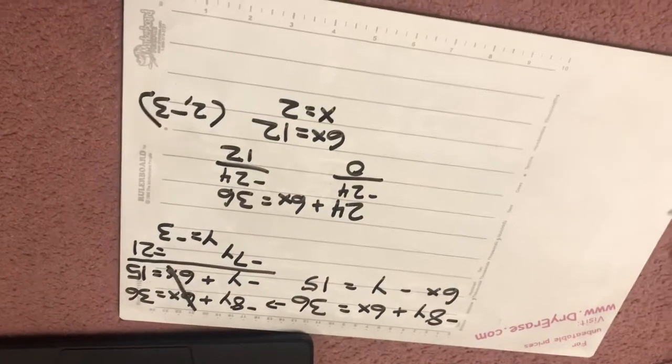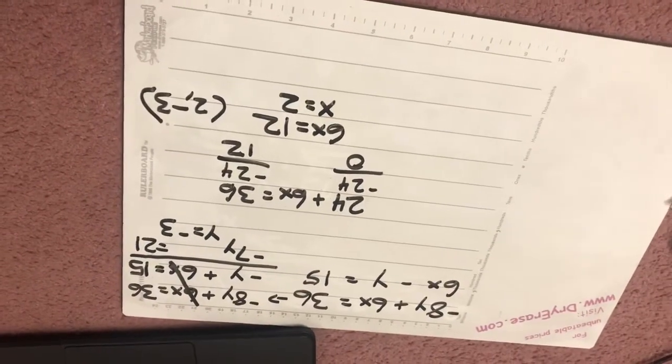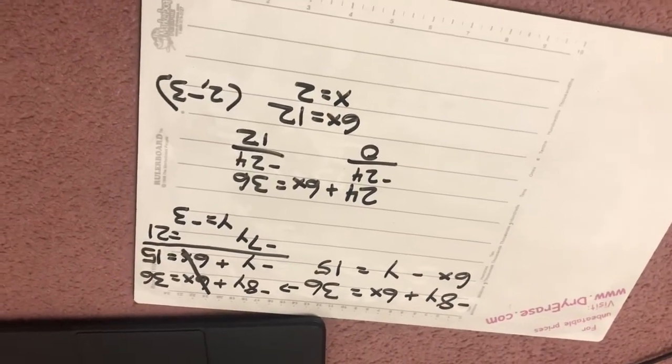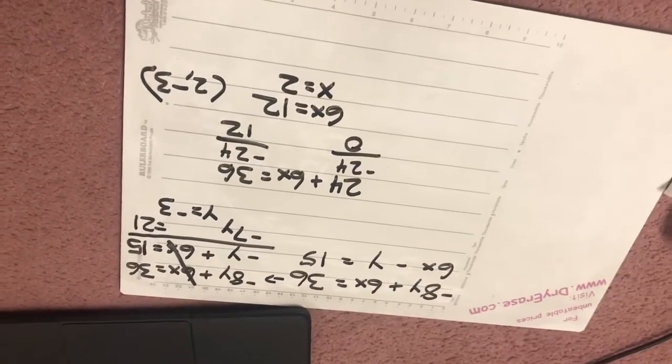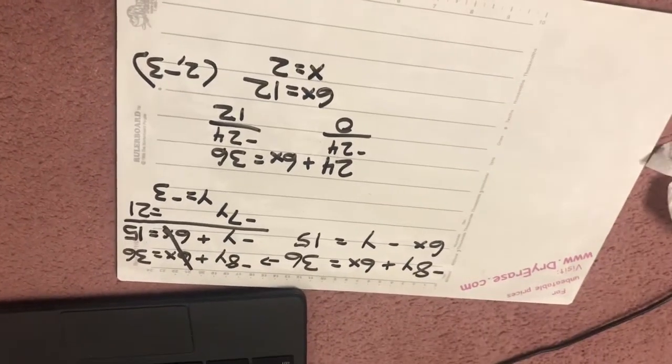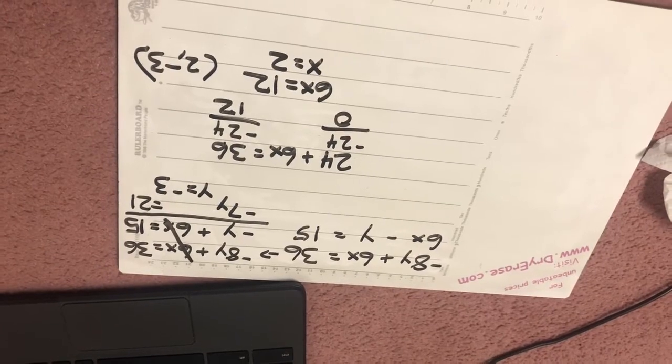All right, so this is arranging the like terms, and then you're using either addition or subtraction to eliminate one variable and then solve.